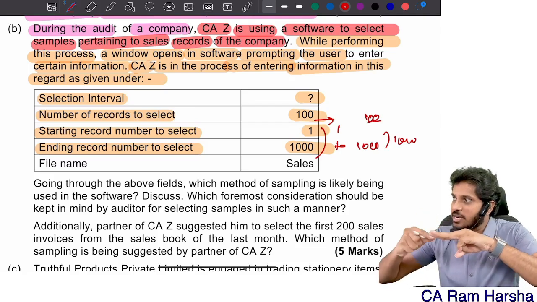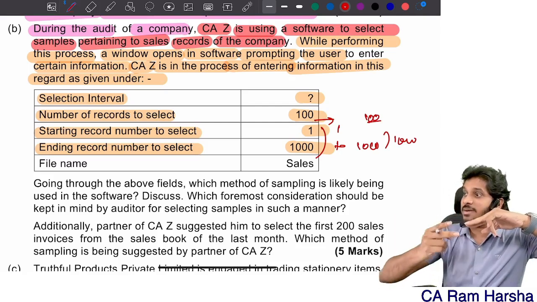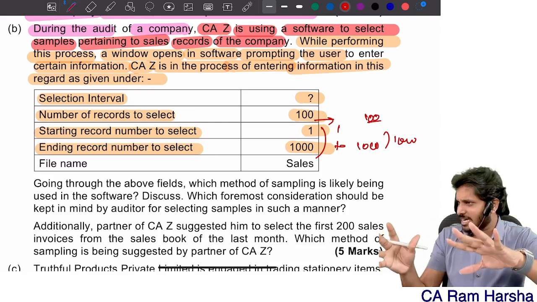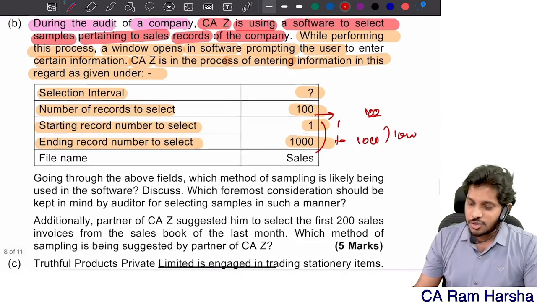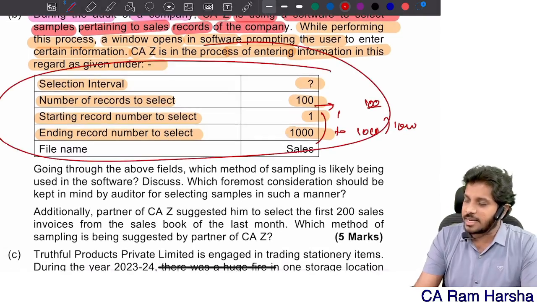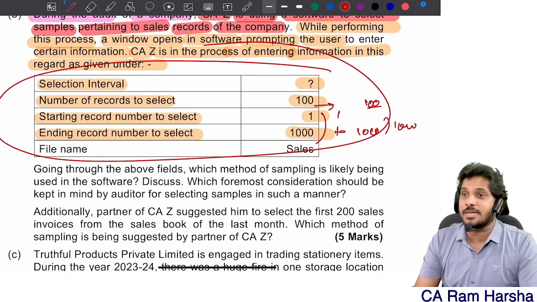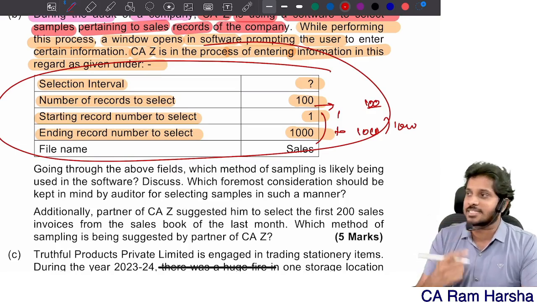Haphazard is a manual random sampling, whereas simple random sampling is statistical. Of course, both are statistical only, but this is more scientific. Getting it? So what method are they giving here actually? Interval sampling, systematic sampling. What is interval sampling?